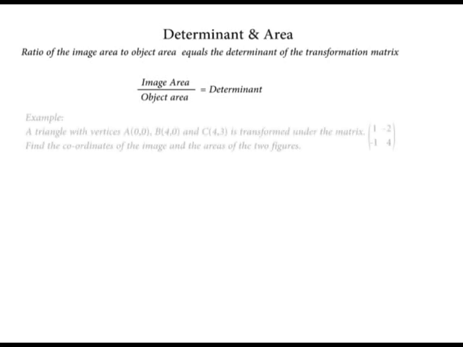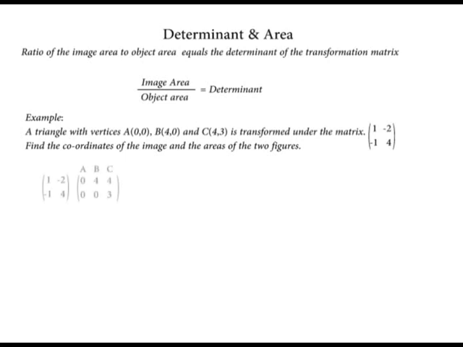For example, a triangle with vertices A(0, 0), B(4, 0), and C(4, 3) is transformed under the matrix 1, negative 2, negative 1, 4. Find the coordinates of the image and the areas of the two figures. If we multiply the coordinates by the matrix of transformation, we shall get A prime is (0, 0), B prime will be (4, negative 4), and C prime will be (negative 2, 8).